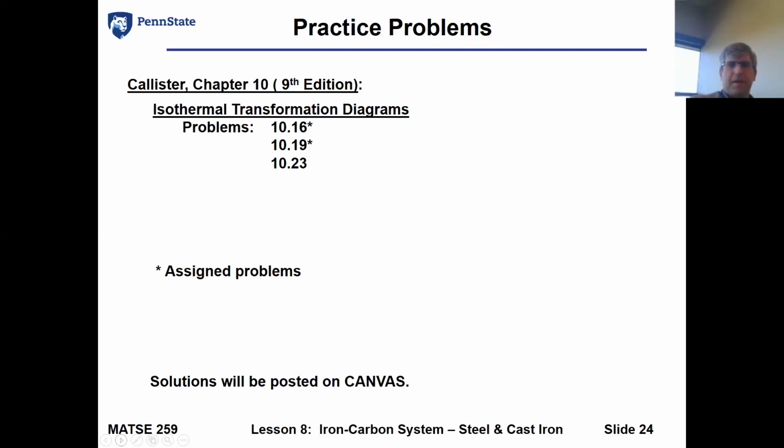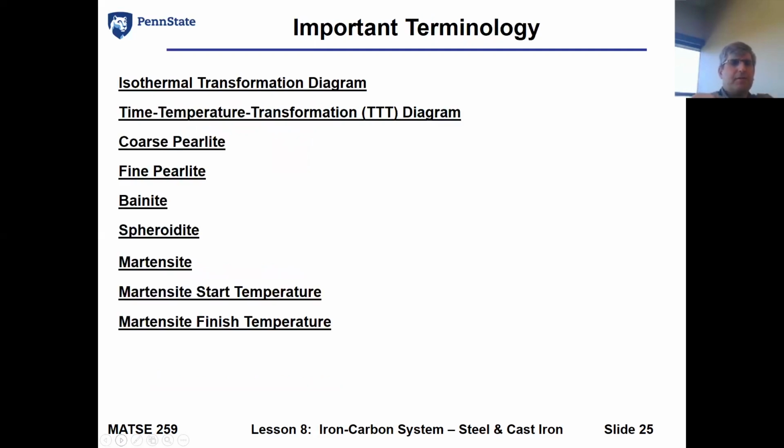So we see that we get some other important terminologies that tend to come out as we start talking about these different heat treatments of steels. Pearlite we're familiar with, but there are different morphologies of pearlite, whether it's coarse or fine. Bainite is one of these microconstituents. Spheroidite is as well, as is martensite. And we're going to see that martensite is different in that it has a start and finish temperature. And we're going to cover these in a lot more detail as we move forward.